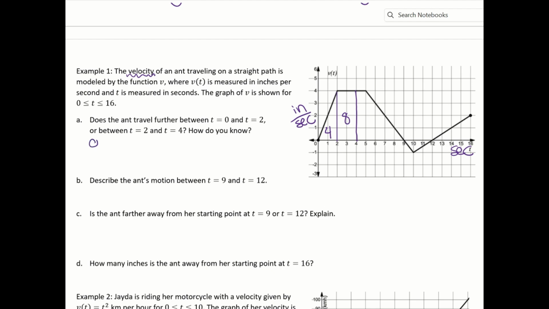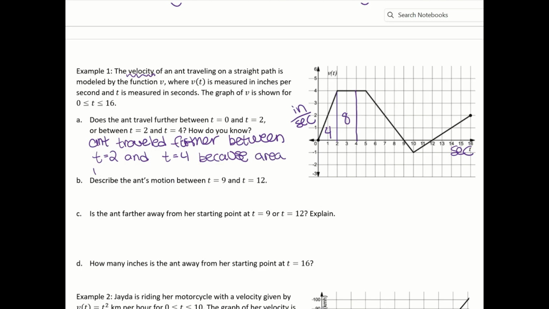So the ant traveled farther between t equals 2 and t equals 4, because the area under the curve is greater.